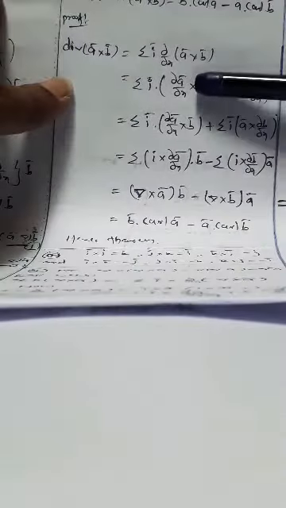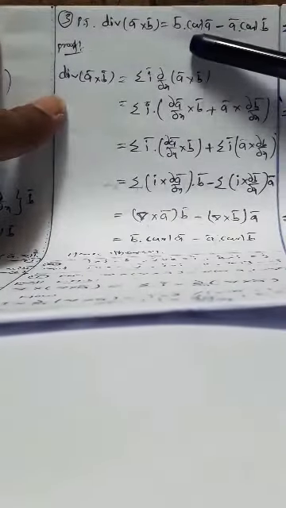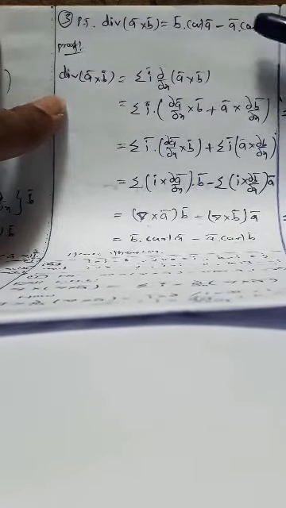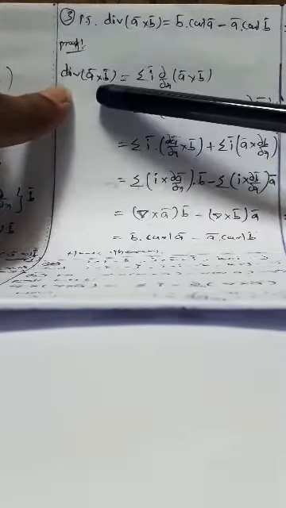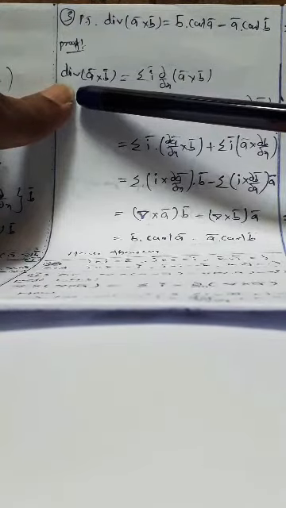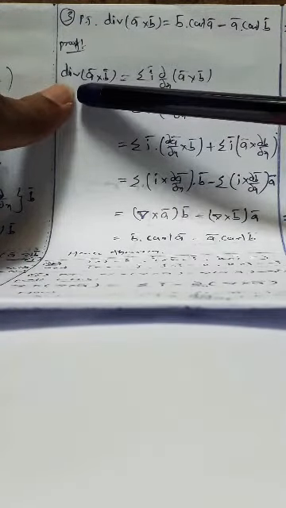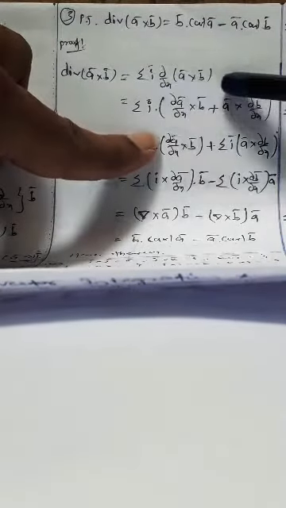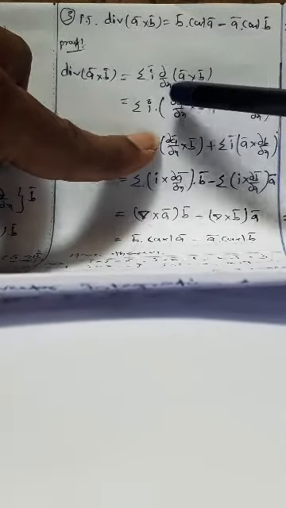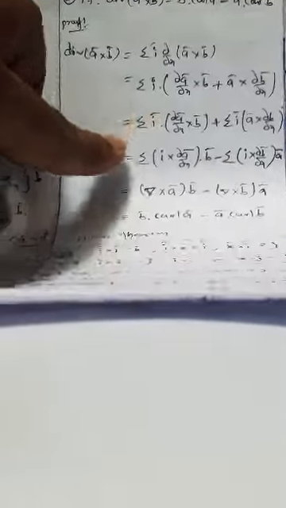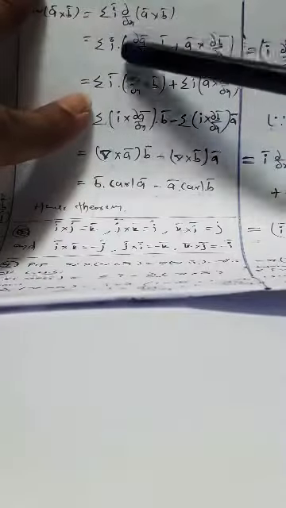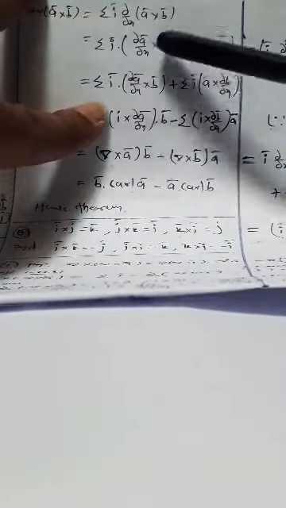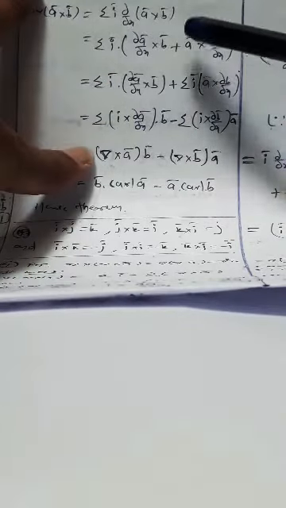Here we have div of a cross b equals b dot curl a minus a dot curl b. LHS: div is nothing but i ∂/∂x plus j ∂/∂y plus k ∂/∂z. That can be written as summation i ∂/∂x of a cross b. Now this is ∂a/∂x cross b plus a cross ∂b/∂x. Now this equals, by taking summation for individuals, summation i this part plus summation i this part.